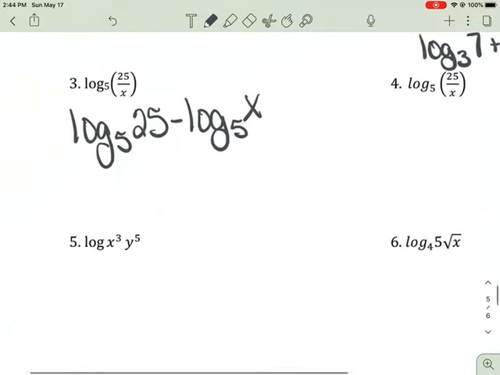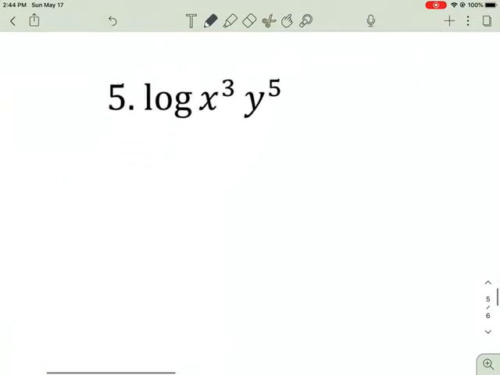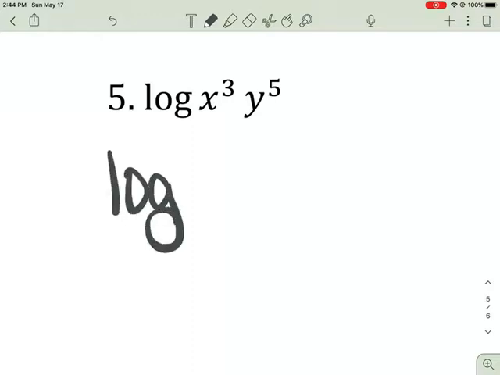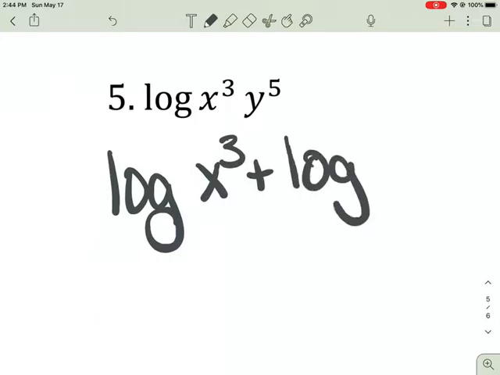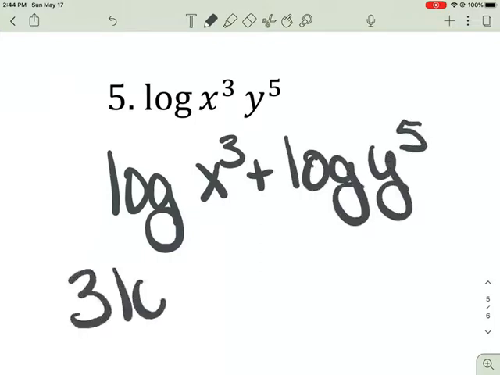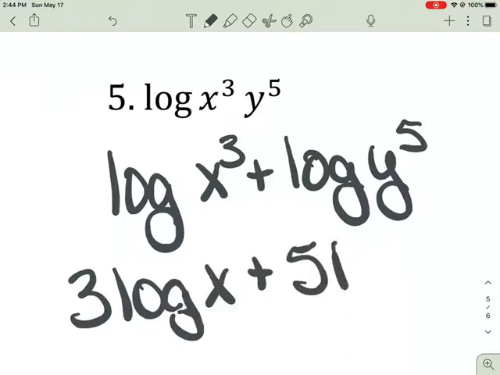I have that one twice. All right, let's try down here. All right, so this one, notice we have multiplication and powers. We're going to do the multiplication first. Okay, it's kind of like the reverse of order of operations. So I'm going to do log x cubed plus log y to the 5th, and then I'm going to bring the powers out in front. So I got 3 log x plus 5 log y.